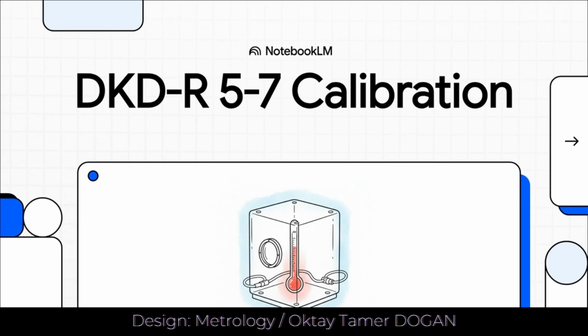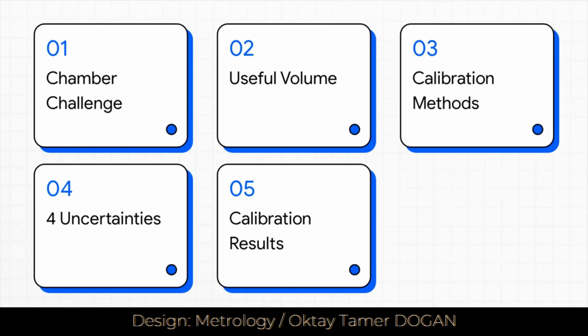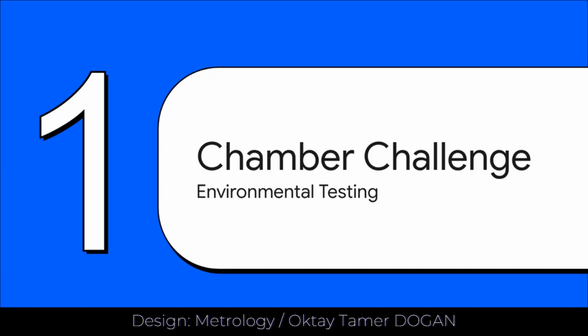Well, today in this explainer, we're cracking open the official calibration guidelines to see exactly how the pros validate these incredibly complex machines. Here is our roadmap for today. We're going to hit the climatic chamber challenge, define the useful volume, look at the 3 calibration methods, hunt down the 4 invisible uncertainties, and wrap up with the final calibration result.